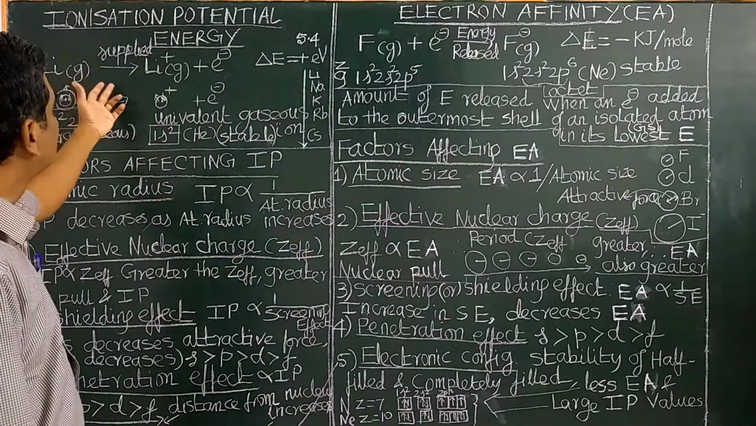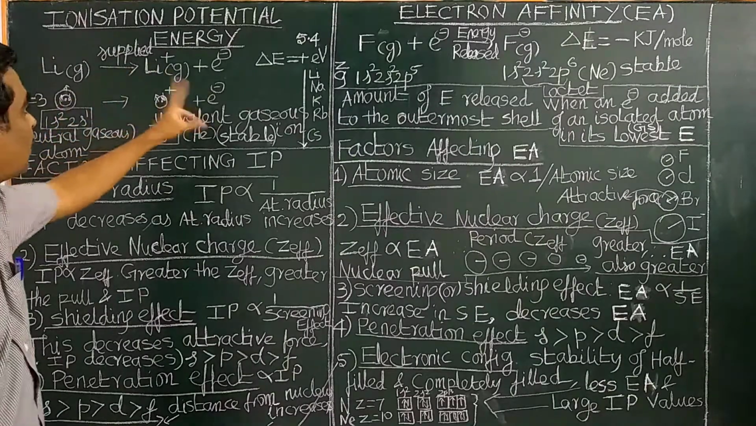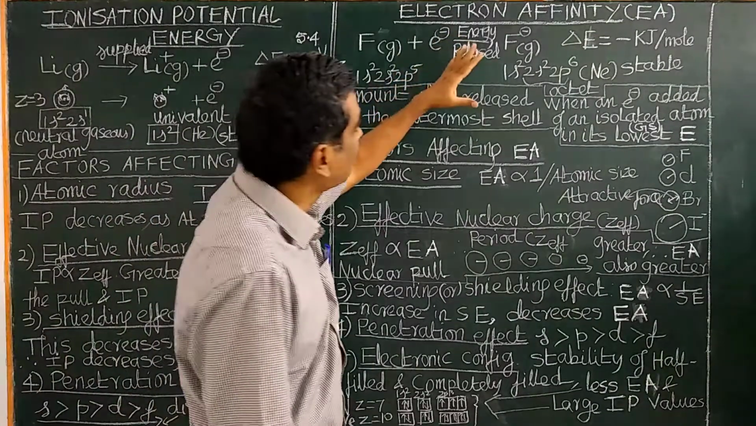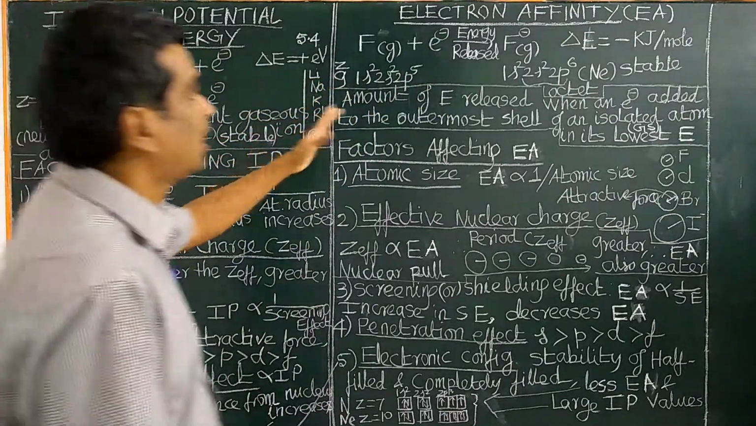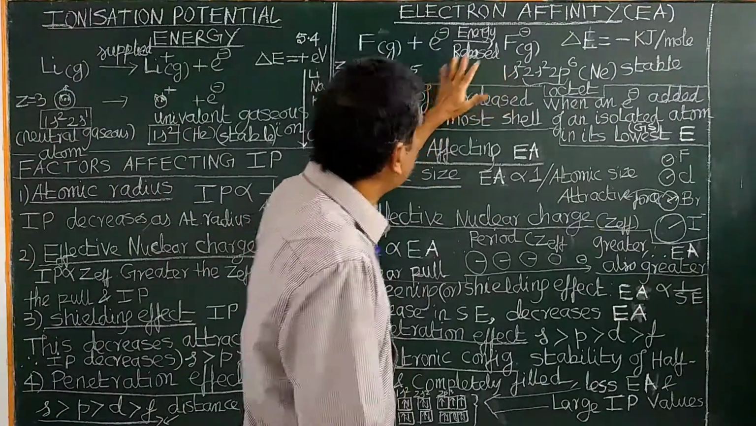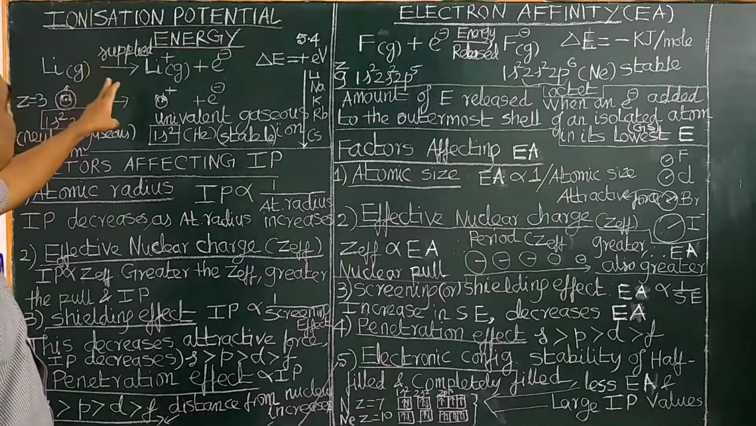What is ionization? Removal of an electron, for example, oxidation. Ionization is nothing but removal of an electron, or oxidation. What is electron affinity? Electron affinity is the reduction process, the addition of an electron.